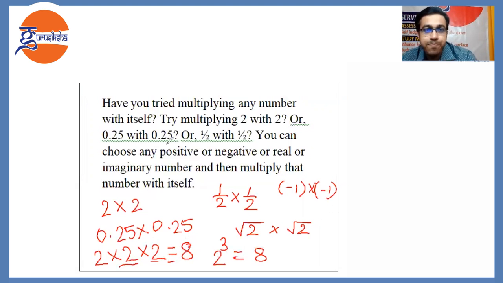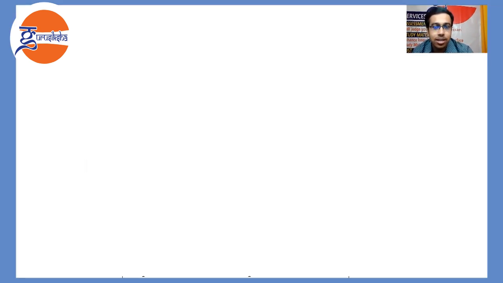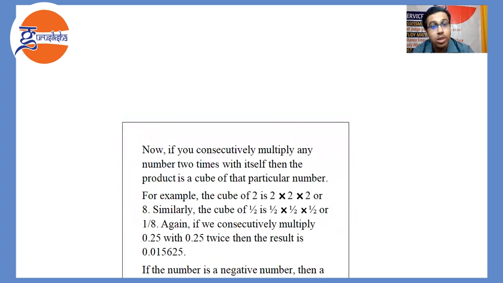Let us proceed then. As I was saying, if you consecutively multiply, consecutive means multiplying twice immediately, any number 2 times with the same number, that means with itself, then the product which you get is a cube of that particular number. For example, the cube of 2 is 2 into 2 into 2, as discussed earlier, or 8. Similarly, if you consider half, then it will be half into half into half, or 1 by 8.